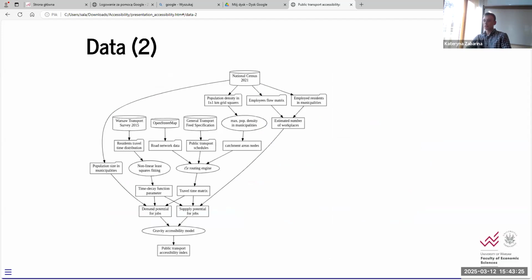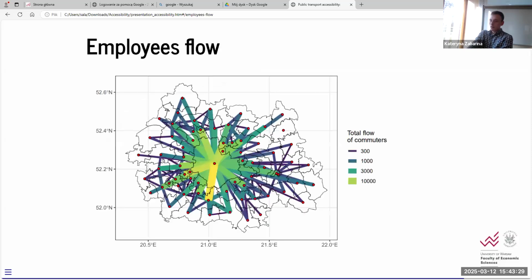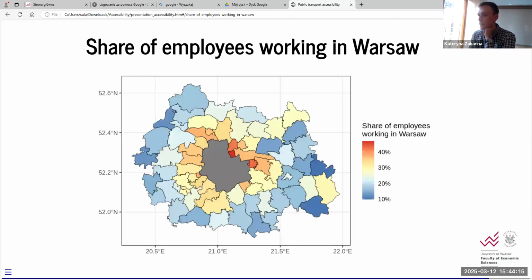Okay, this is a more complicated graph of what was happening there. So I took advantage of the data on commuter flow related to employment, also from the census. It is quite an interesting data set, and I visualized it on this plot, so we can see that the majority of employees in the surrounding communities work in Warsaw, because the lighter the line is, the bigger the flow. And here we can see a similar map, which is the share of employees working in Warsaw.